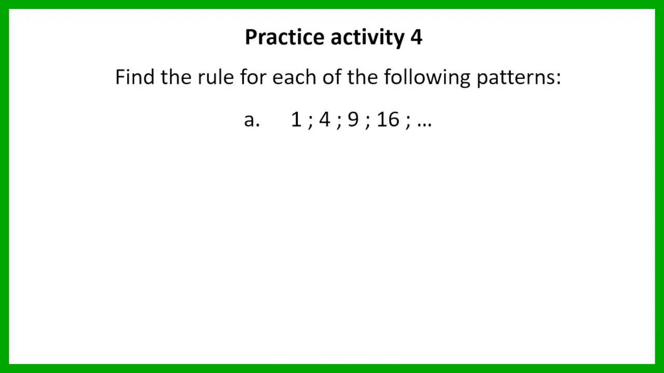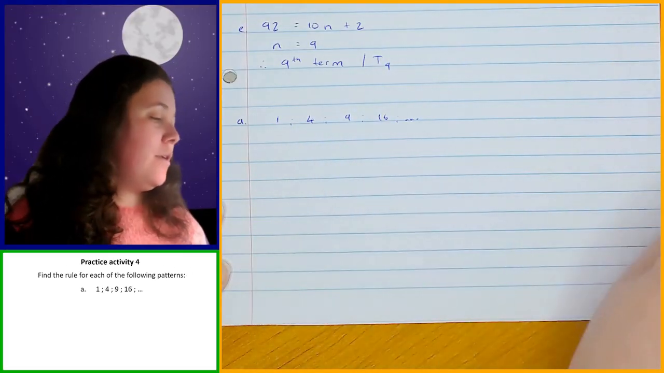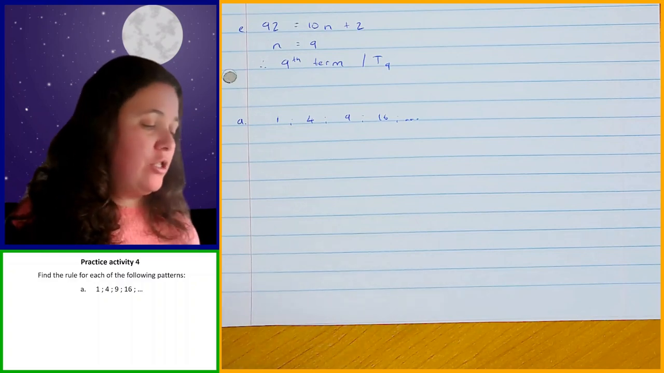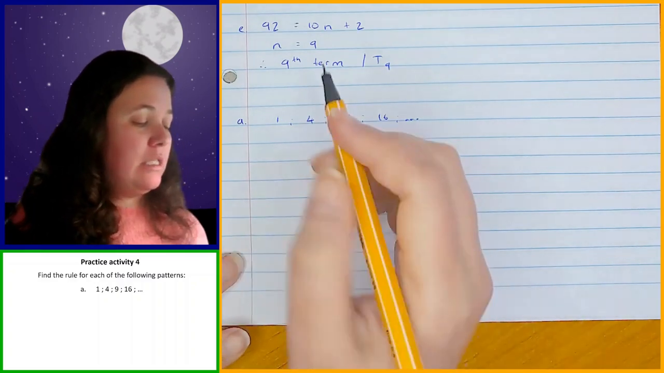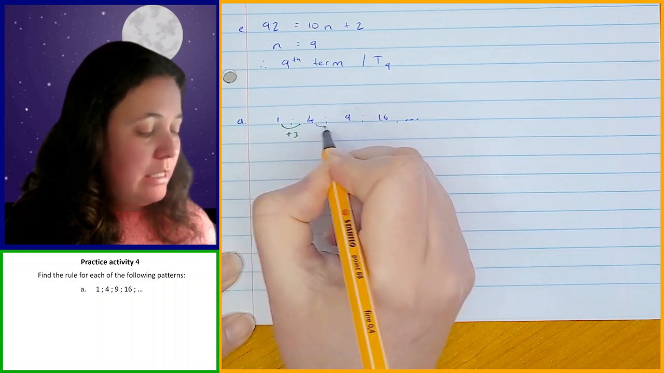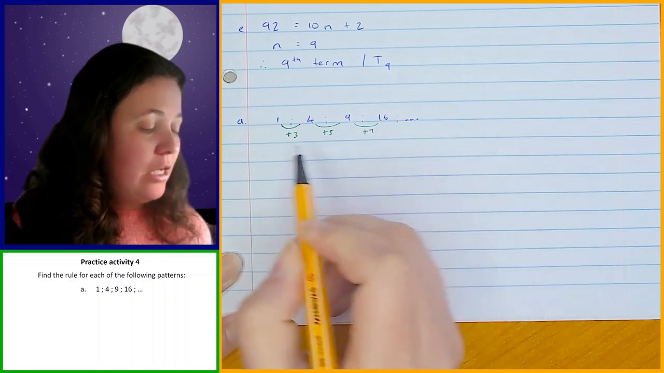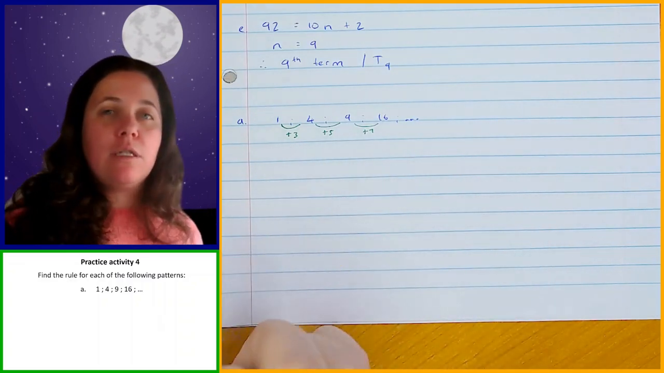Okay, so let's go through that and see if you managed to get it. So for this one, first of all, let's start off, just like we always do, by seeing if there's a constant difference. So I've got from 1 to 4, I add 3. Then from 4 to 9, I add 5. From 9 to 16, I add 7. So now I've got a problem because this is not a constant difference.